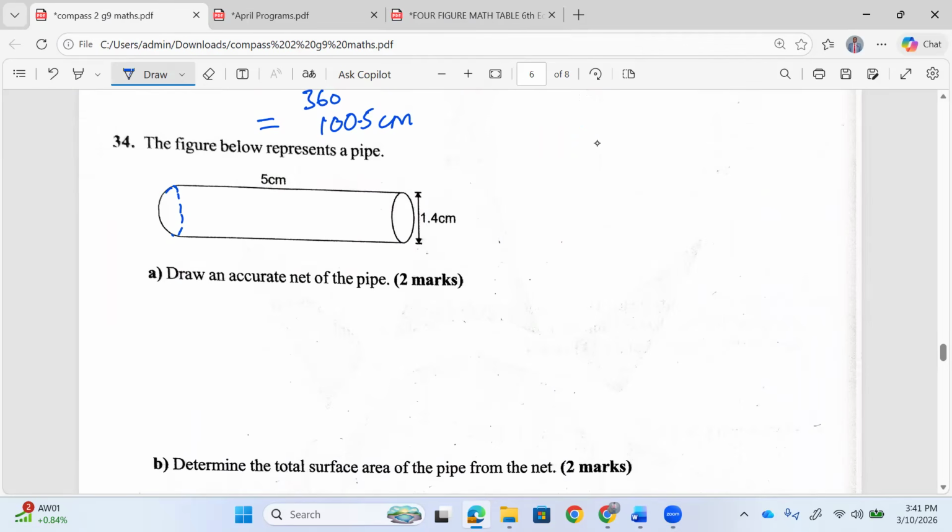Therefore, if a pipe is in the shape of a cylinder, which is open on both ends, then in part A, draw an accurate net of the pipe. Drawing an accurate net means discovering first that to come up with a net of a cylindrical shape, you just cut it along the length and you get a rectangular shape.